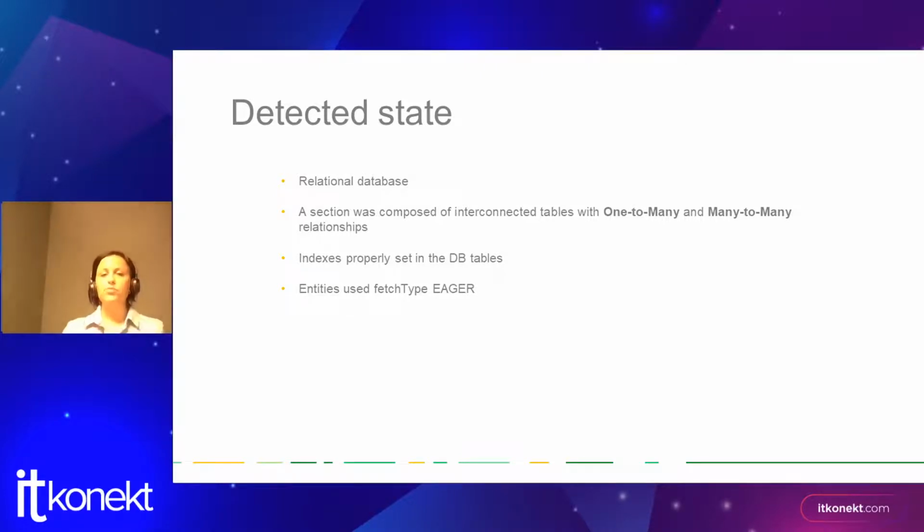We decided to move to the application level and check the entities, which are the object-oriented representation of the database tables. And we could see there that our entity, in this case equipment usage, for all the relationship descriptions used fetch type eager.